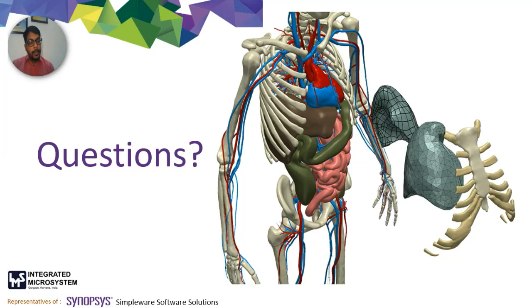Apart from this, Simpleware also provides services for generating your own machine learning algorithms. Let's say you are not working with cardiovascular systems or the hip or pelvis region, and you are working with some separate anatomy part. In that case, you can work with the Simpleware team to generate your own machine learning algorithm for automating your tasks which require a lot of time. So you can automate your segmentation part as well as the export part.